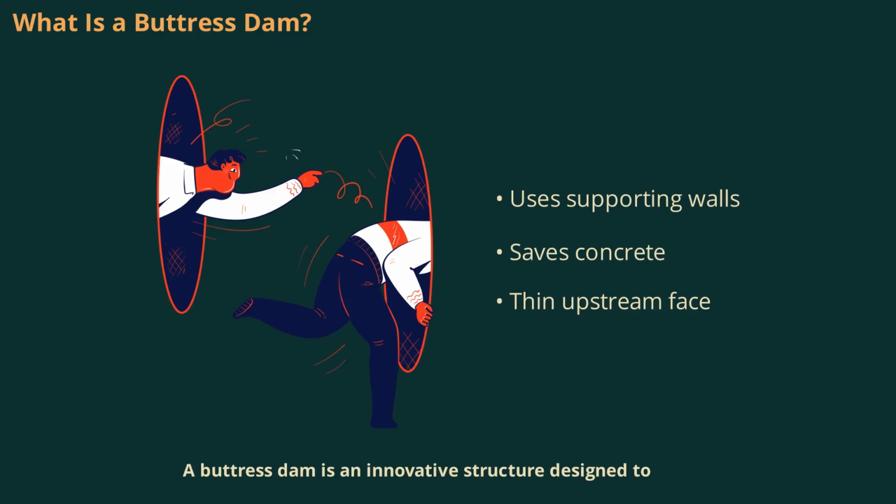A buttress dam is an innovative structure designed to save concrete by using a series of solid walls, or buttresses, to support a relatively thin upstream face. Instead of a massive solid wall, buttress dams use these supports at intervals, reducing the amount of unstressed concrete. The upstream face can be a slab, arch, or even a dome, depending on the dam type. This design is especially useful where concrete is expensive or foundation conditions are less ideal for a solid gravity dam.